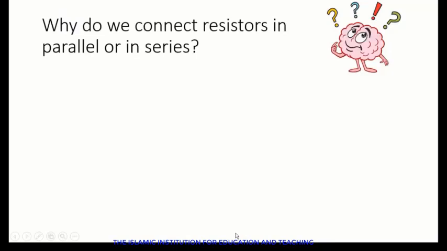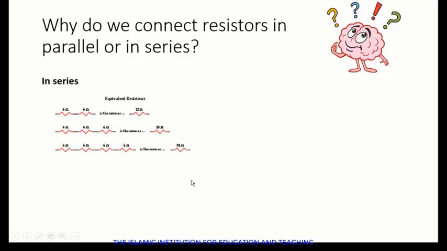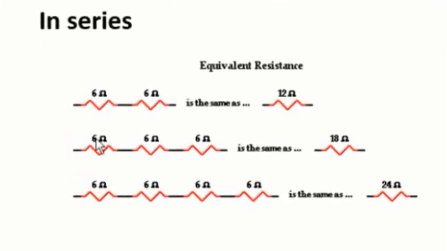Well, why do we connect resistors in parallel or in series? Let's check. When we connect them in series, here we have two resistors, each having 6 ohms resistance. The equivalent resistance of the grouping is 12 ohms. Similarly, when we have 3 or 4, if we compare the equivalent resistance to the resistance of each of the resistors, we can notice that it is always higher. Then, in order to get a higher resistance than the resistors of the grouping, we connect resistors in series.